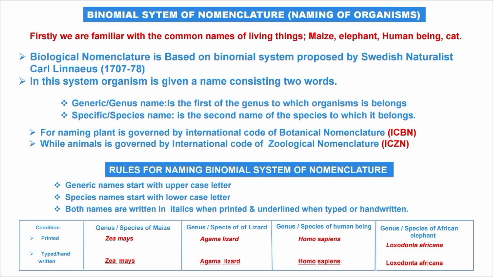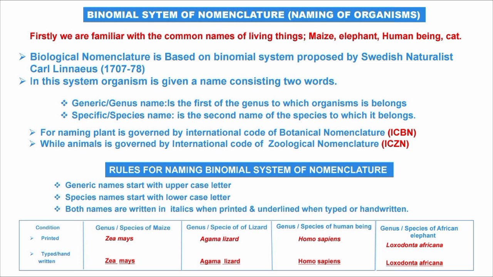The second one is the agama lizard. Agama is the generic name, starting with a capital letter, and agama is the species name. Then the next one is Homo sapiens, that is human being. Homo is the generic name, sapiens is the species name. And also the next one is the African elephant, Loxodonta africana. So you have to take note of this.